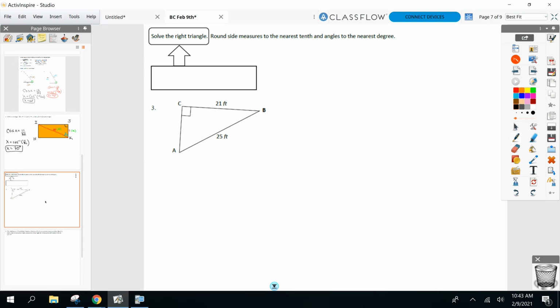All right, I have a right triangle. One leg was 21, and 25 is the hypotenuse. It says solve. Anybody know what I'm going to have you do here? Yes, Omni? Find all angle measures and all sides. Anything that's missing, find it. So when the directions say solve, because you're going to see that maybe tonight on your homework, that means find any missing sides or angles. And I give you rounding directions for the sides and for the angles.